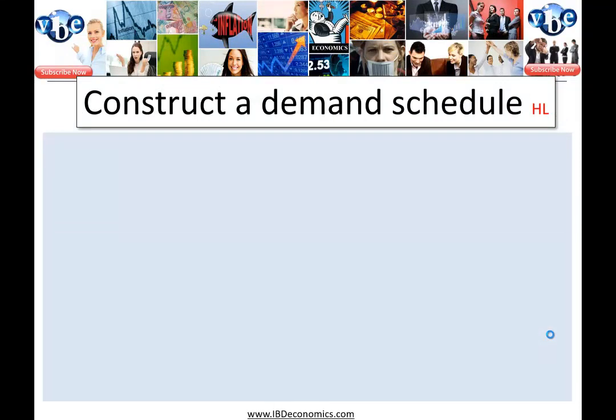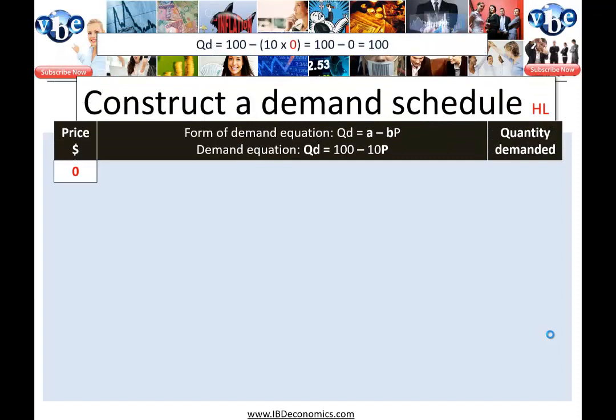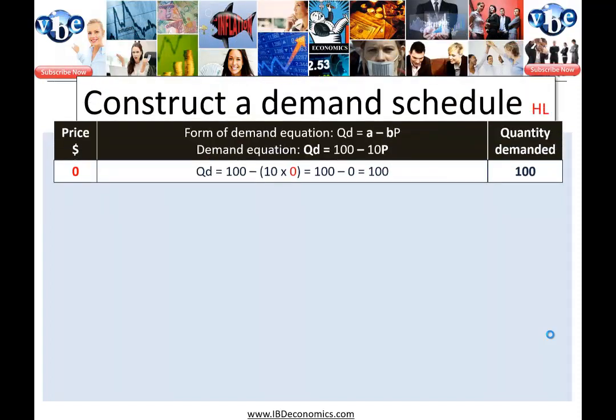Constructing a demand schedule. So what we've got here, price on the left, quantity demanded on the right, and our workings out in the middle here. So when the price is 0, with the demand function, QD equals 100 minus 10P, which simply changes 0 for the P and multiply that out and then subtract.